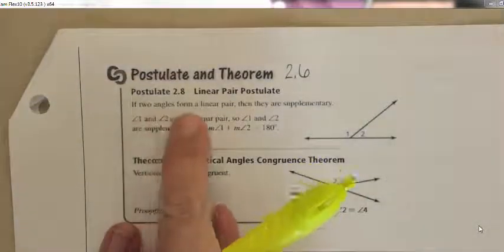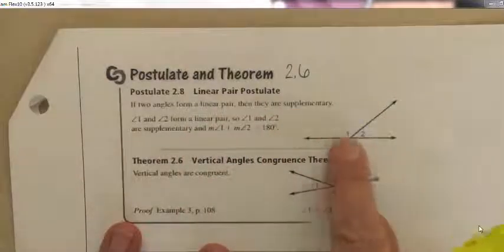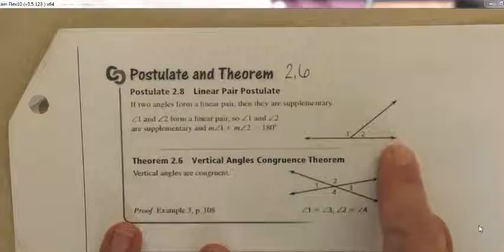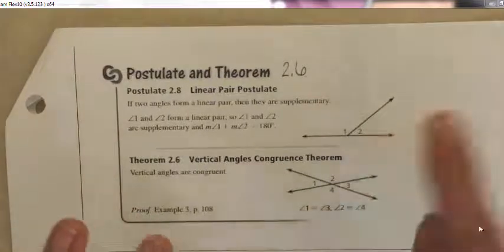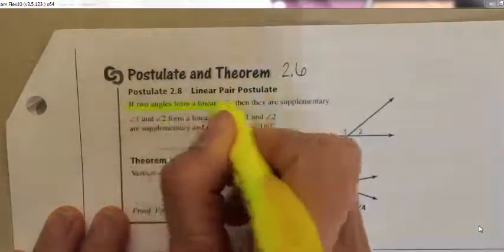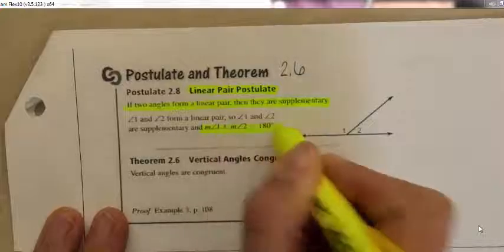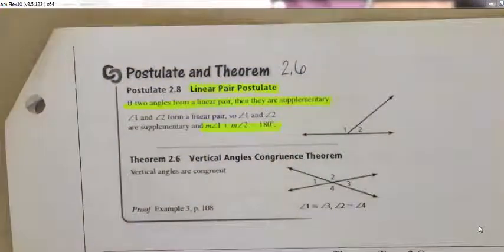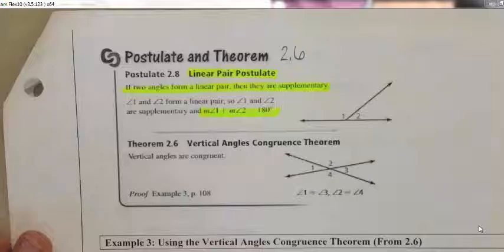So if two angles form a linear pair, then they're supplementary. Well, a linear pair of angles forms a line. So it makes sense that if they form a straight angle or a line, then they add up to 180. They are supplementary. Or in other words, measure of angle 1 plus measure of angle 2 equals 180 degrees. That one was probably self-explanatory.